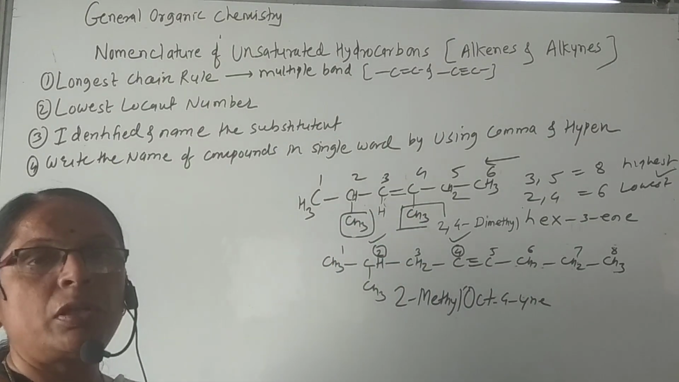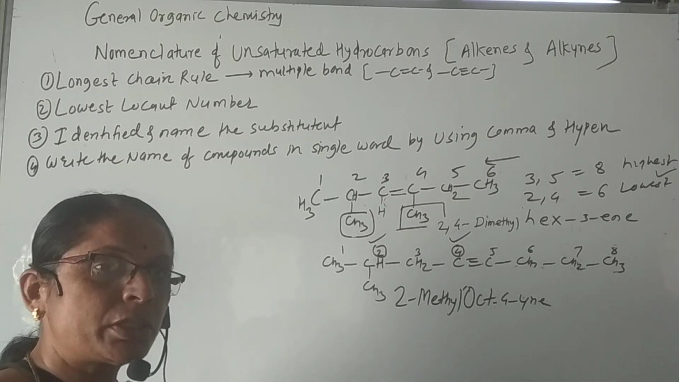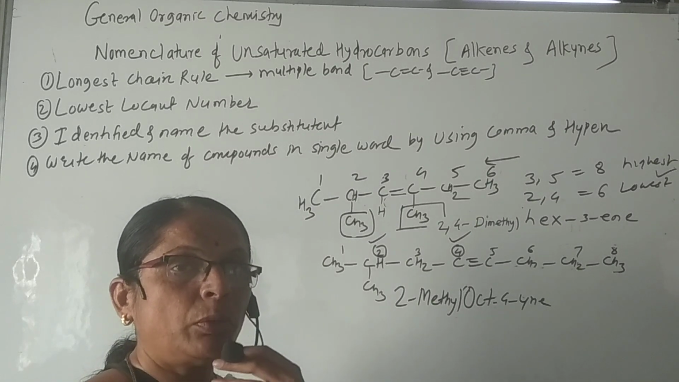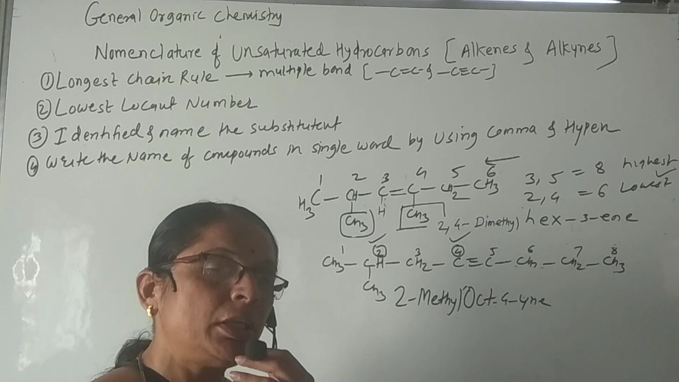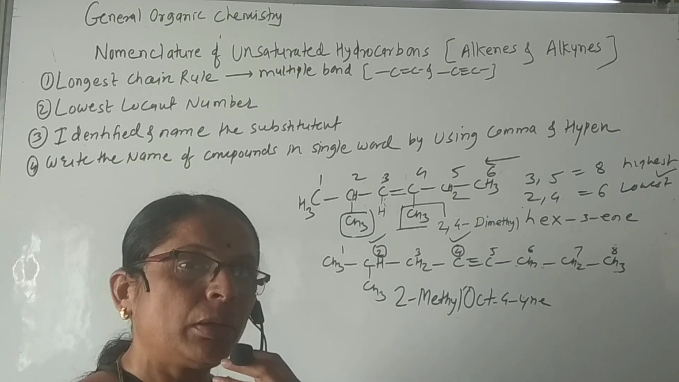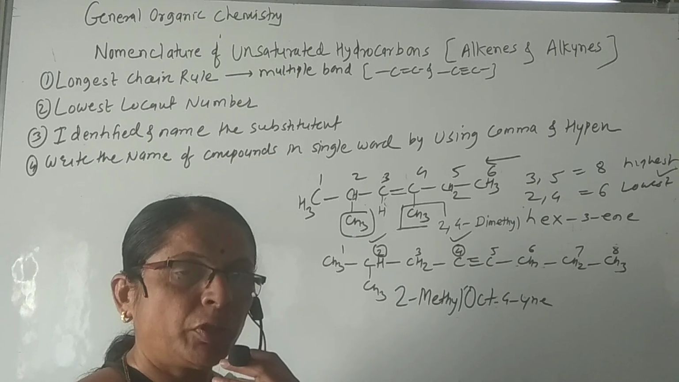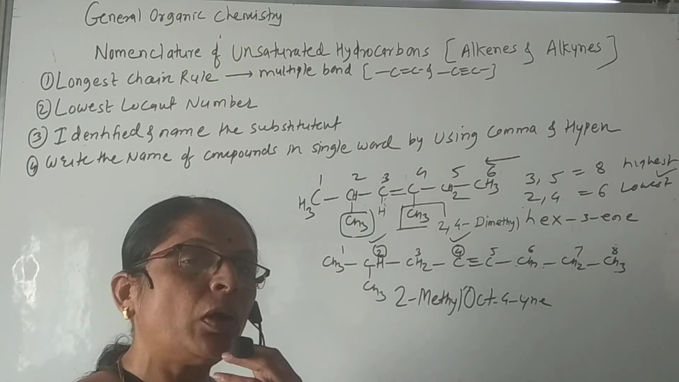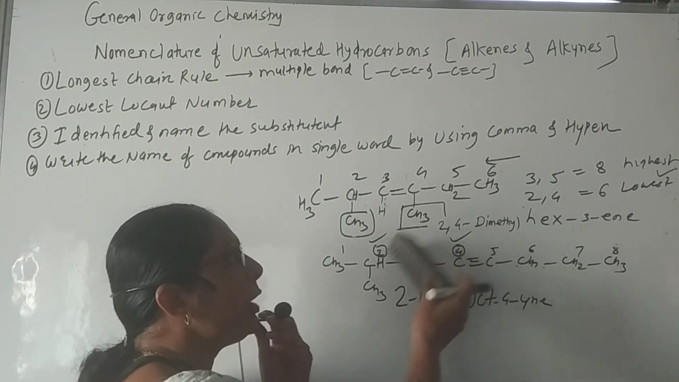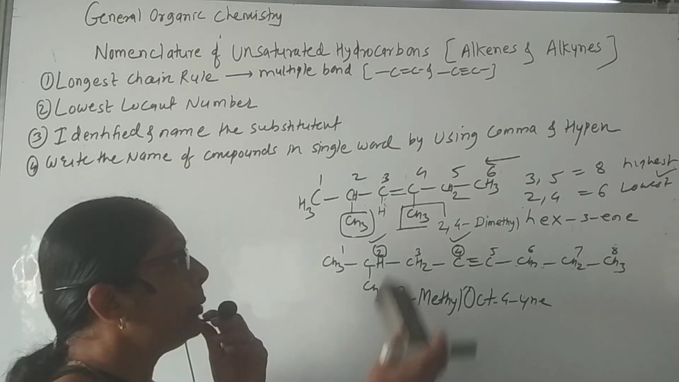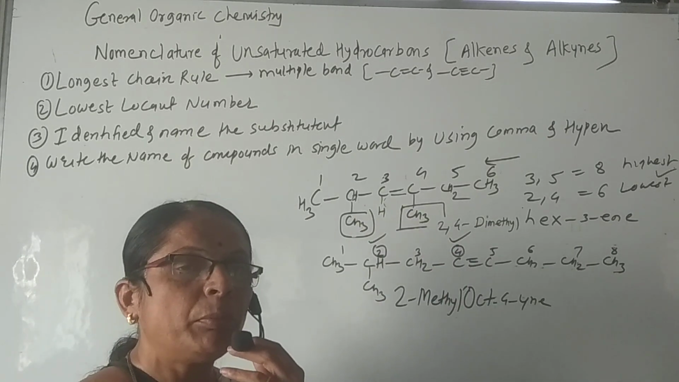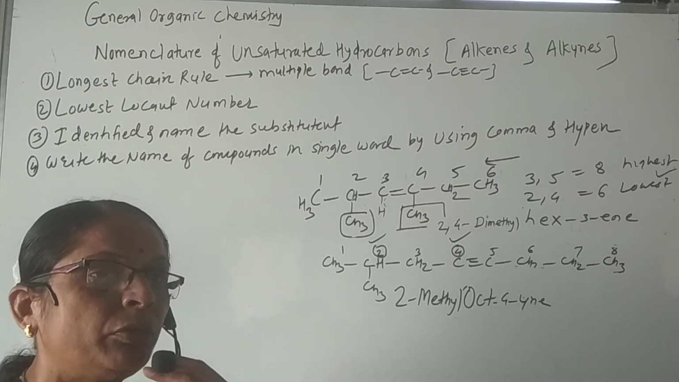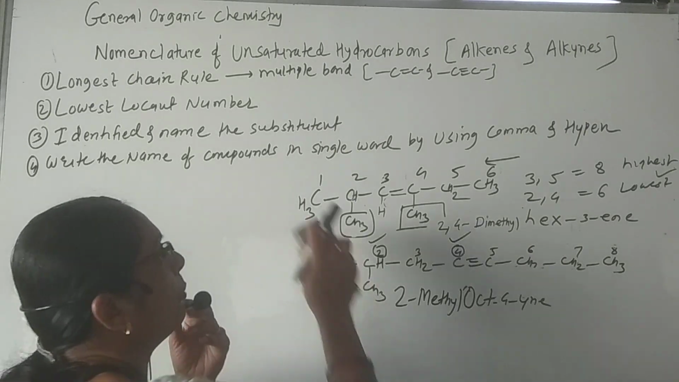I again repeat, first is the longest chain rule. Select the longest chain so that the multiple bond is in the longest chain. Now give the numbering so that the multiple bond gets the least possible number. Change ANE to either ENE or YNE. The number indicating the position of the multiple bond is placed before ENE or YNE. If there is a tie, in this case we have to give the numbering from the side so that the multiple bond gets the least possible number and the alkyl group also gets the least possible number.